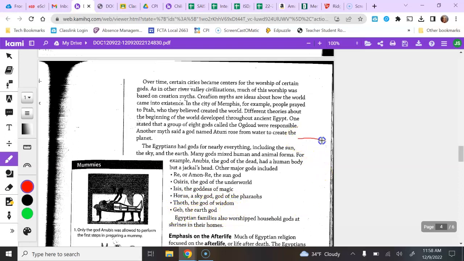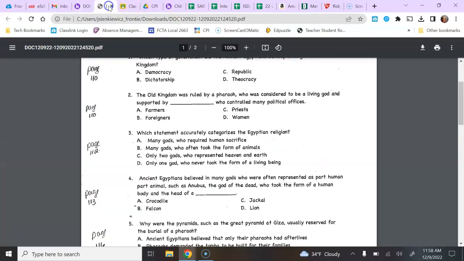So your answer for question number 3 lies in that small paragraph right there. So again, for number 3, which statement accurately categorizes the Egyptian religion? A, many gods who required human sacrifices. B, many gods who often took the form of animals. C, only 2 gods who represented heaven and earth. D, only 1 god who never took the form of a living being.